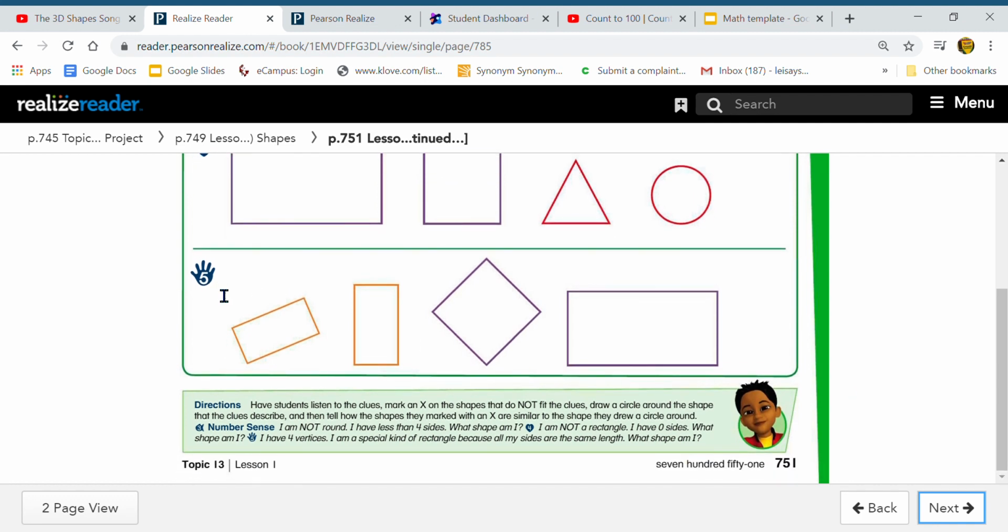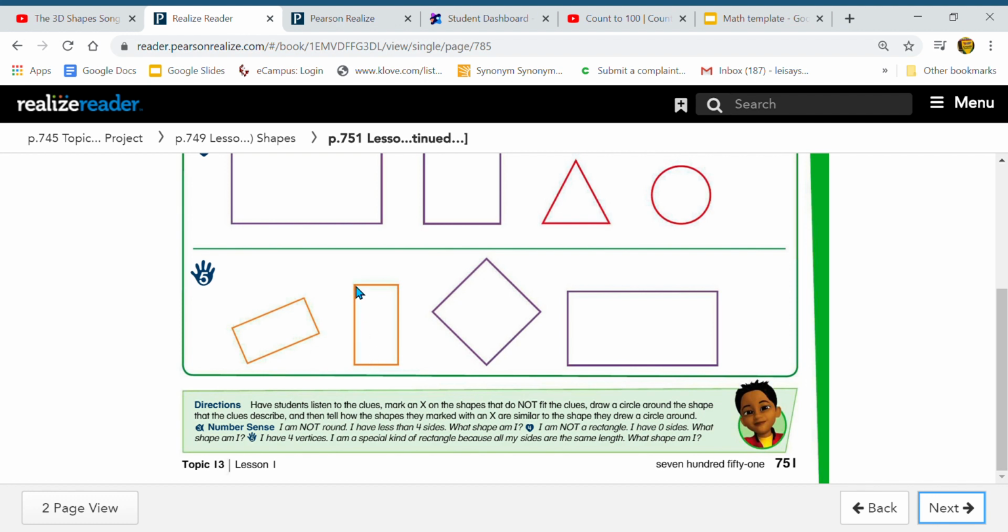All right, last one on this page, number 5. Let me look at the clues. The first clue is I have 4 vertices. The vertices are what? The corners. They are the corners. So let's look at these shapes. 1, 2, 3, 4. So it could be that one, because remember, the clue is I have 4 vertices.